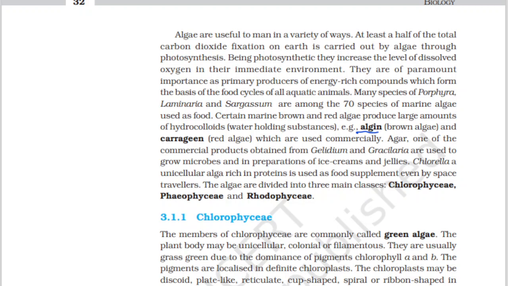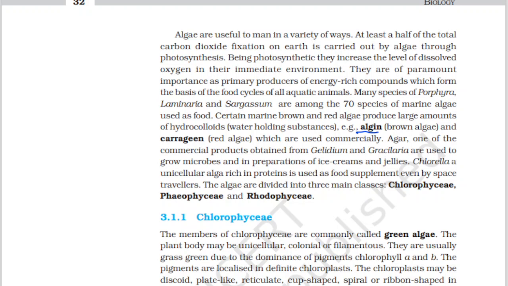Agar, one of the commercial products obtained from Gelidium and Gracilaria, is used to grow microbes and in preparation of ice creams and jellies. So agar is obtained from which species of algae? Gelidium and Gracilaria. We prepare agar medium in the lab, and it is also used in the preparation of ice creams and jellies.